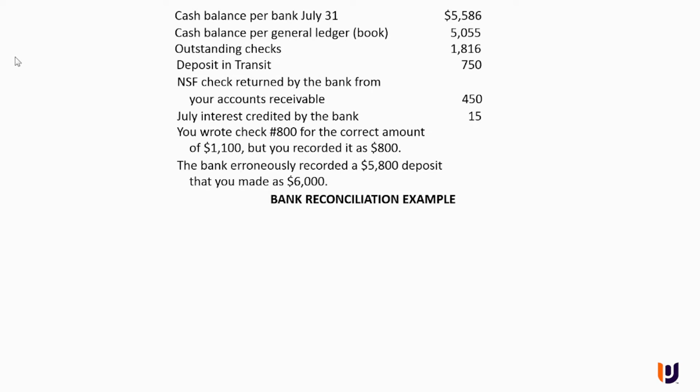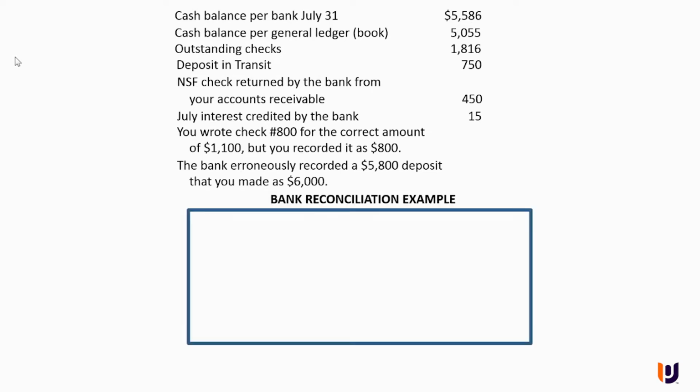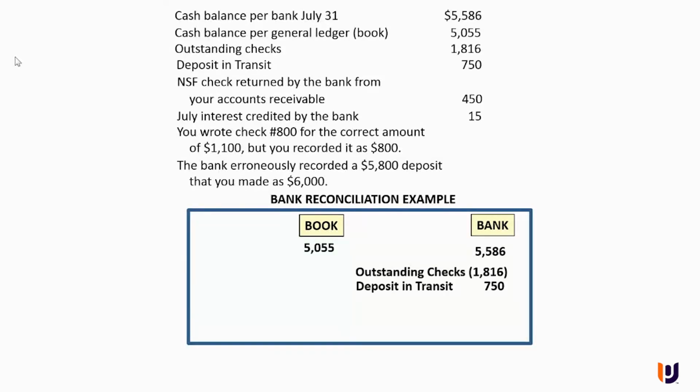Let's go through a typical bank reconciliation. I usually start with the book and the bank balances. The book is $5,055 and the bank is $5,586. Outstanding checks are $1,816. Since these haven't cleared the bank yet, we show them as a minus to the bank balance on the reconcilement. The deposit in transit of $750 hasn't gotten to the bank yet. We show that as a plus to the bank balance.